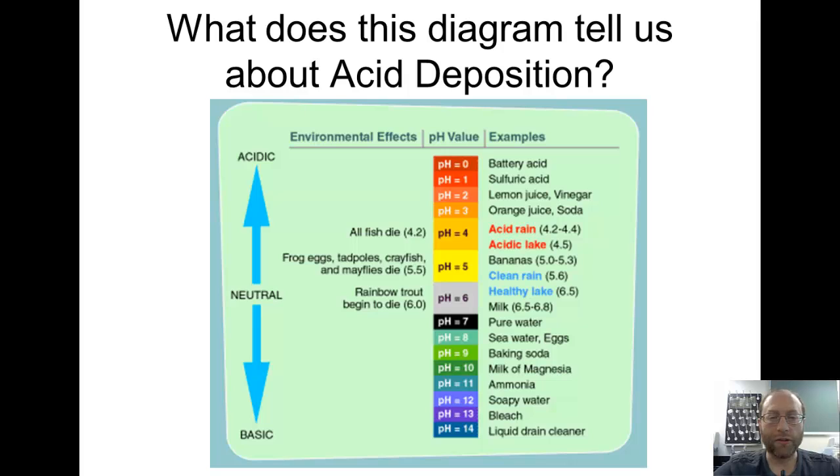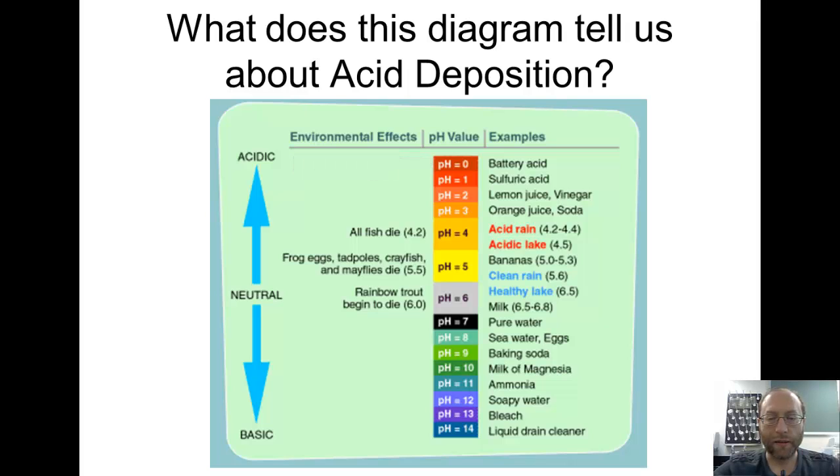This shows the pH scale. pH 7 is neutral, and that's the same as water. pH 14 is as basic as you can go, which is the same as oven cleaner or liquid drain cleaner. And the most acidic that you can get is pH 0, which is the same as battery acid.